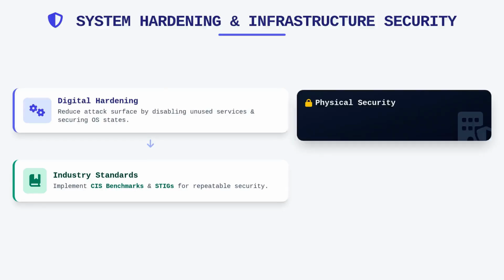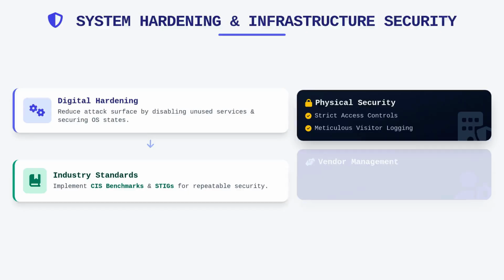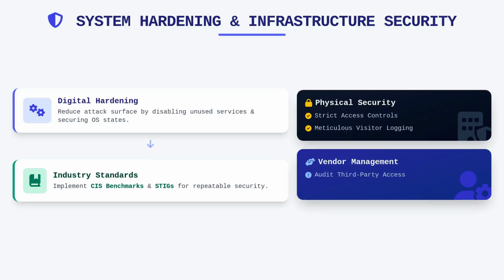Beyond digital hardening, physical access controls and meticulous visitor logging remain imperative for protecting the underlying server hardware from tampering or theft. Managing third-party vendor access is equally critical, as supply chain vulnerabilities often manifest through overly permissive or forgotten credentials granted to external contractors.